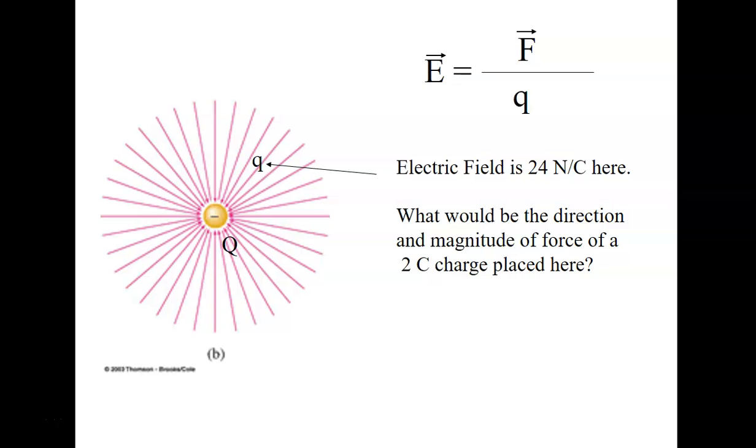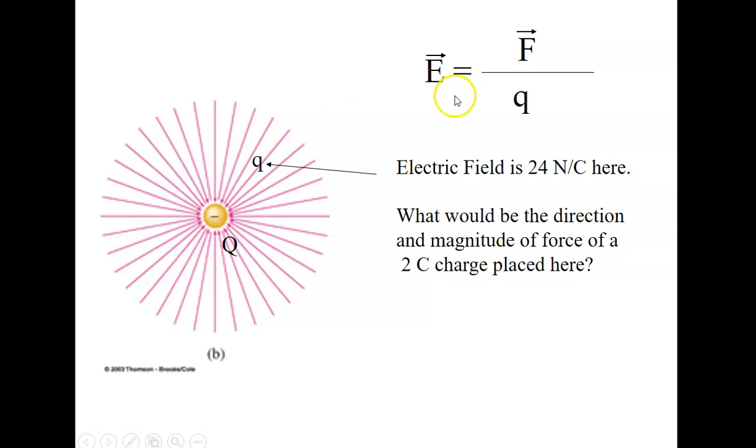Okay, so let's say we've got a given location where the electric field is 24 newtons per coulomb. Okay, what that means is that there's going to be a force of 24 newtons on that charge per coulomb of charge. Okay, so what would the direction and the magnitude of the force be on a 2 coulomb charge placed at this location? Okay, so again, we're using a test charge, so it's going to be a positive test particle. So that's going to be 48 newtons.